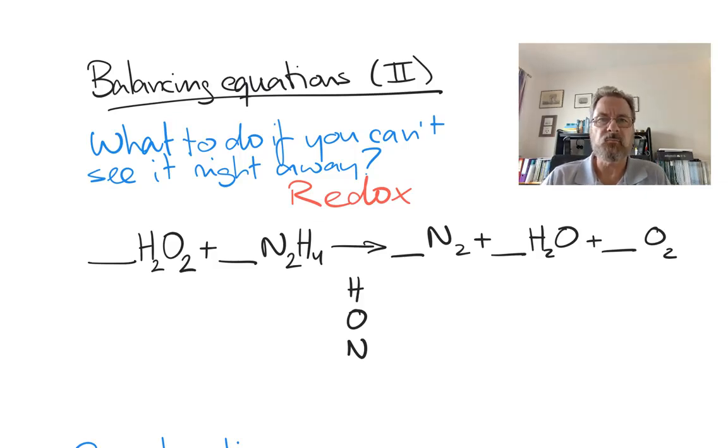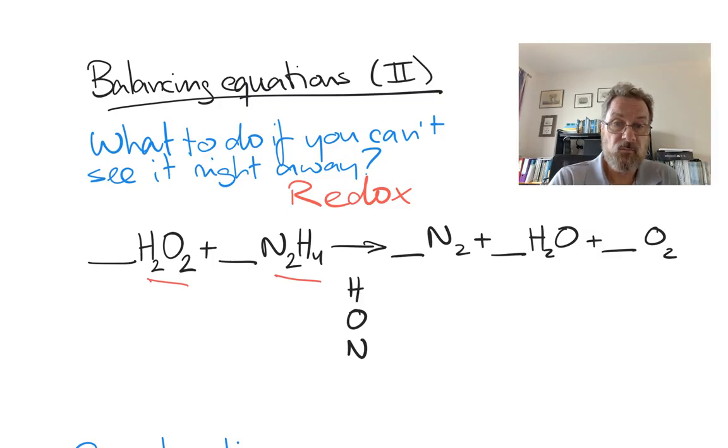Today we do the second part of the balancing equations topic. What to do if you can't see it right away. So we'll start with a redox question here. Don't worry about the redox, that'll come later. But we're reacting hydrogen peroxide with hydrazine to make nitrogen, water, and oxygen.